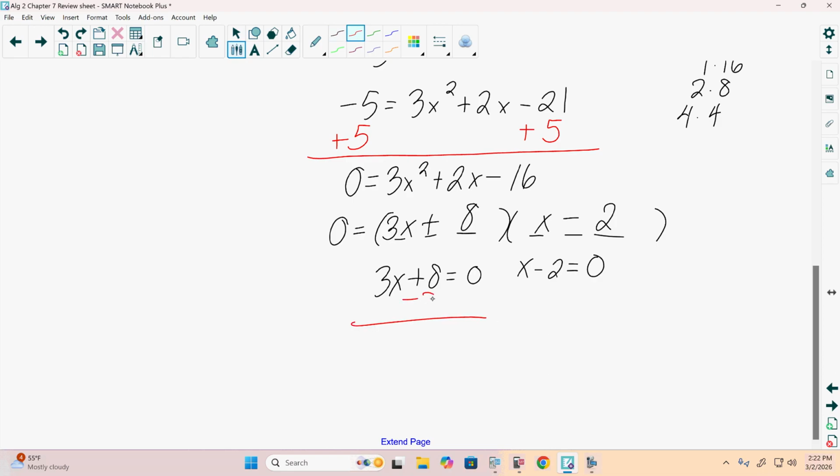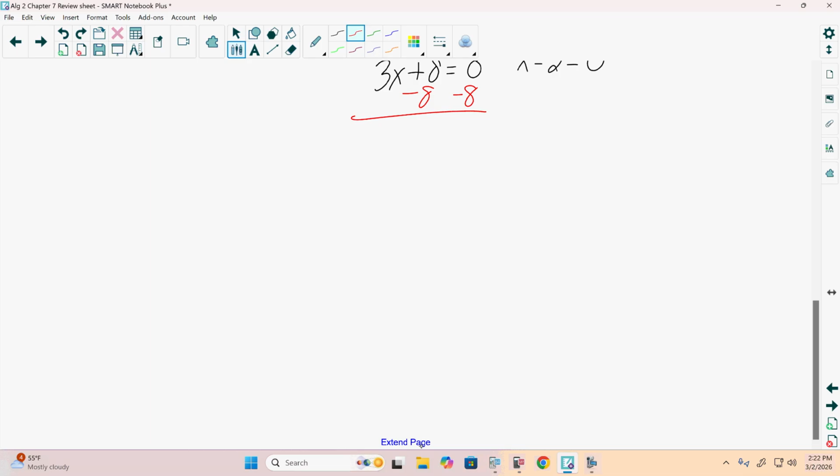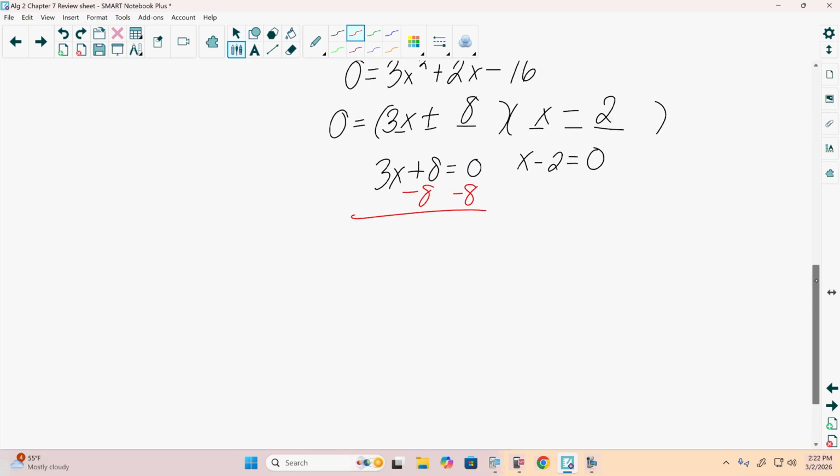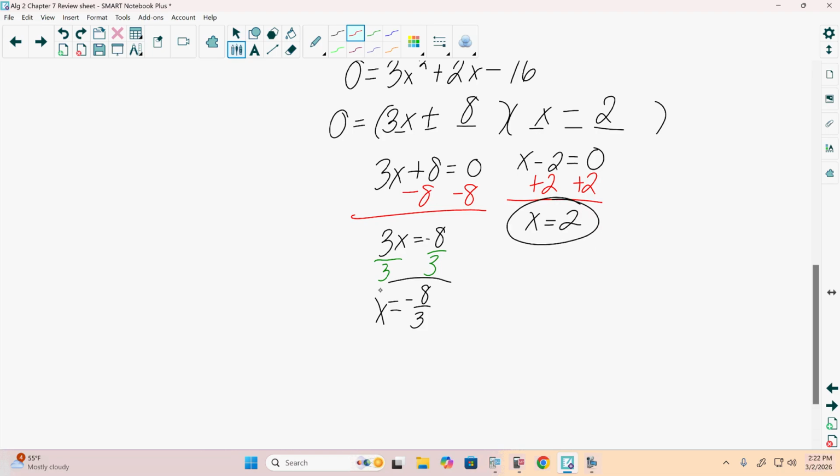3x plus 8 equals 0. We'd minus 8 from both sides, telling us that 3x is equal to -8. Divide both sides by 3, telling us x is equal to -8/3. Here we'd add 2, telling us x is equal to 2. X equals 2 is a restriction, so we throw it out. But that's it.